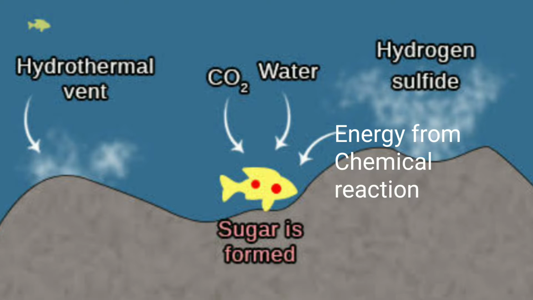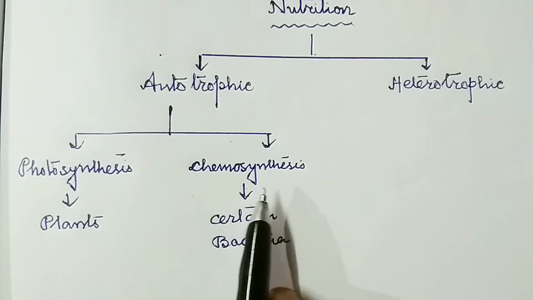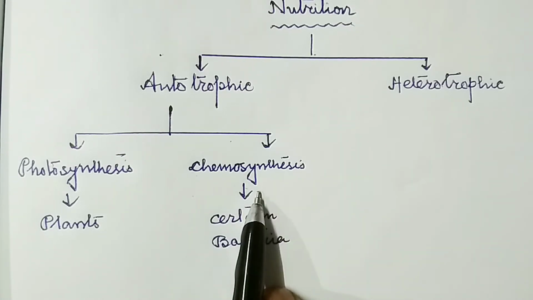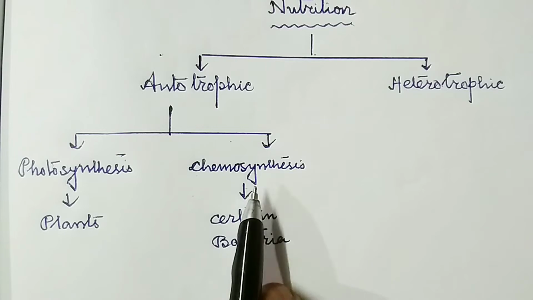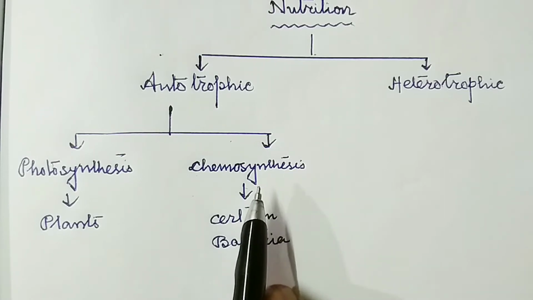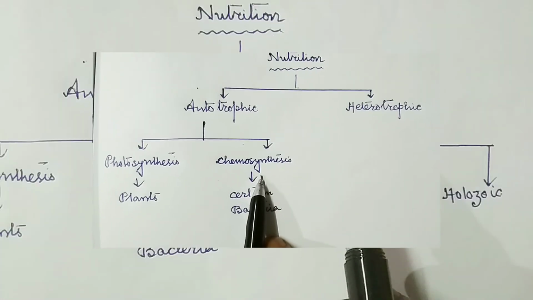Rather, they use energy released by different chemical reactions to produce food. So in the case of chemosynthesis, the source of energy is not the sun. Rather, they use the energy released during chemical reactions, and using that energy, they prepare their food. This mode of nutrition is only observed in some bacteria.